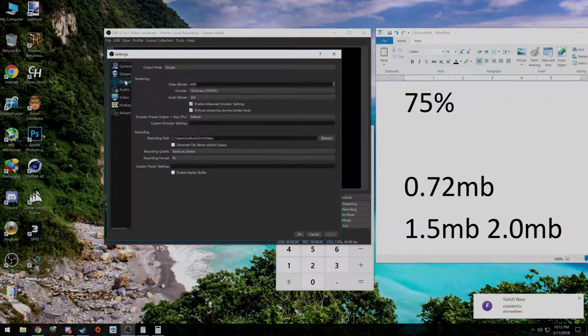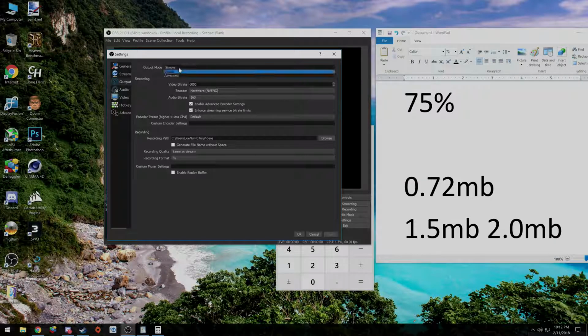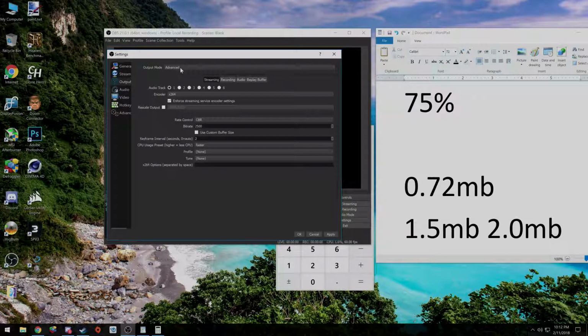and it can be kind of a mess. But for those that want to broadcast with a low bitrate, say you want to put out the best quality you can, but you just don't have the internet speed for it, this is the best way to do it.